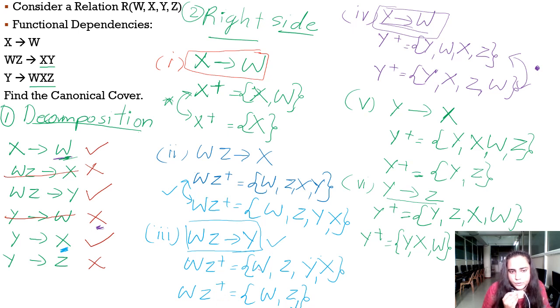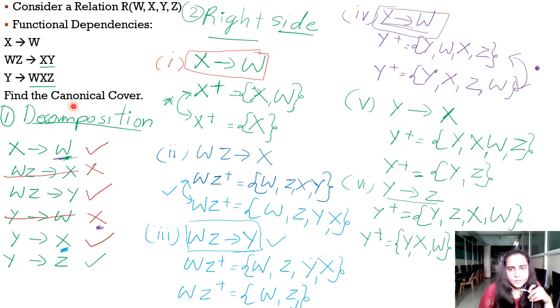So what we're going to do is simply take this off and put a tick mark right there. The dependencies that I have left are X determines W, WZ determines Y, Y determines X, and Y determines Z. These are the four dependencies left for me.